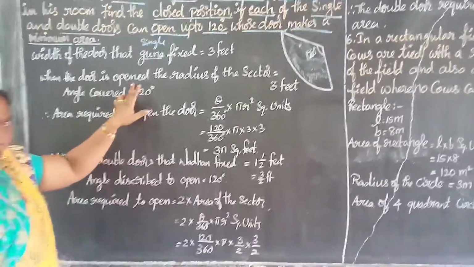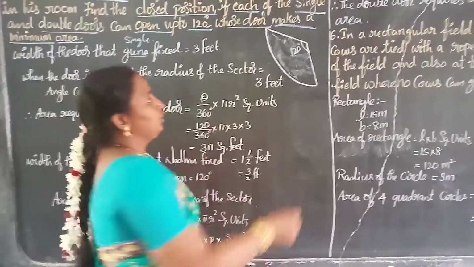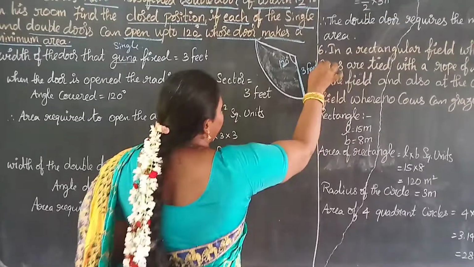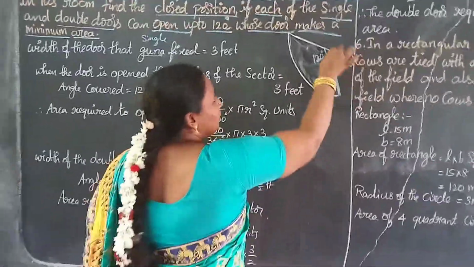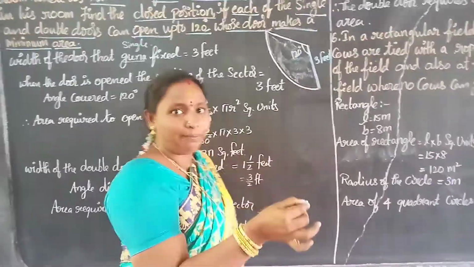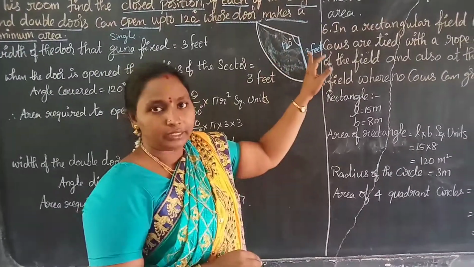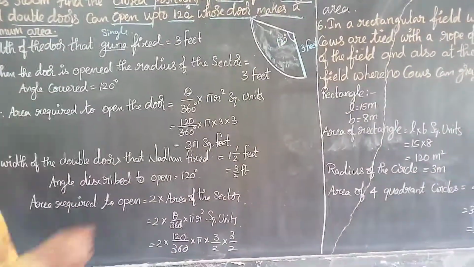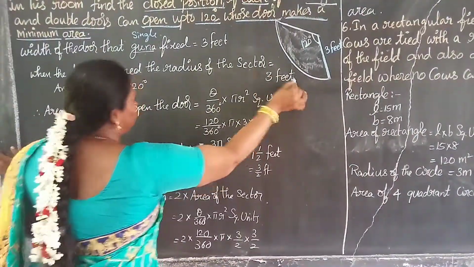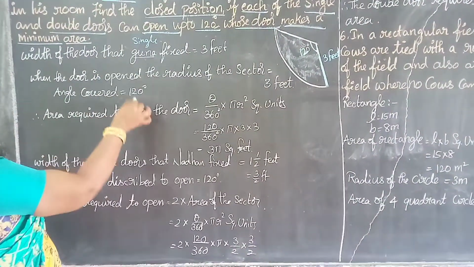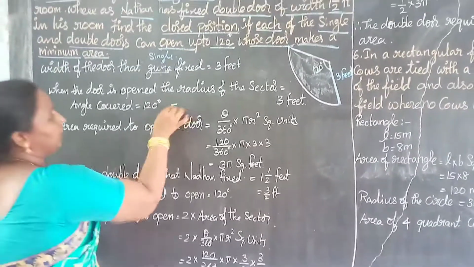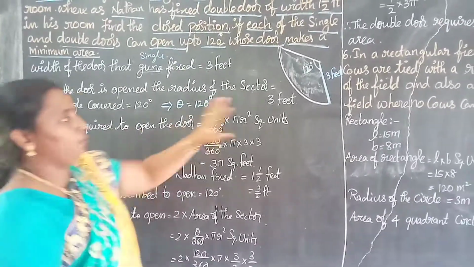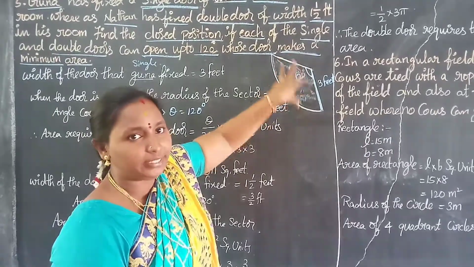When the door is opened, it will make a sector here. The width of the door will become the radius of this sector. Then the r value will become 3. So the radius of the sector will be 3 feet. Then the angle covered they have given is 120 degree. That is nothing but theta equal to 120 degree. Now we are going to find the area of this sector. Now it looks like a sector, you know.